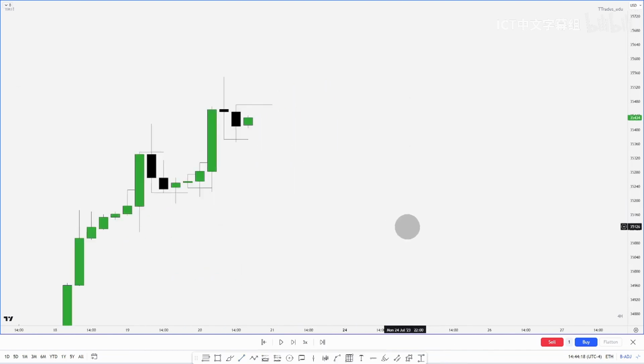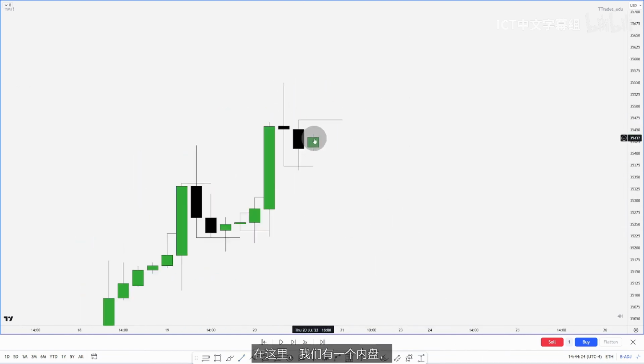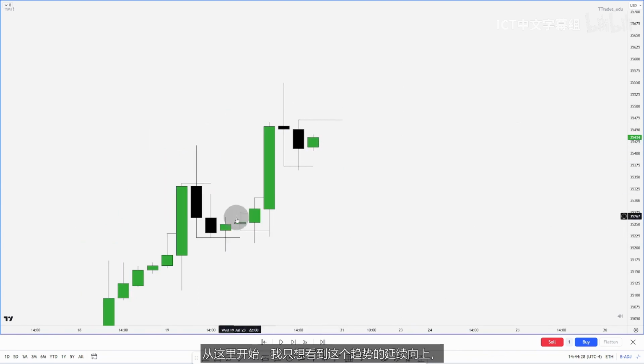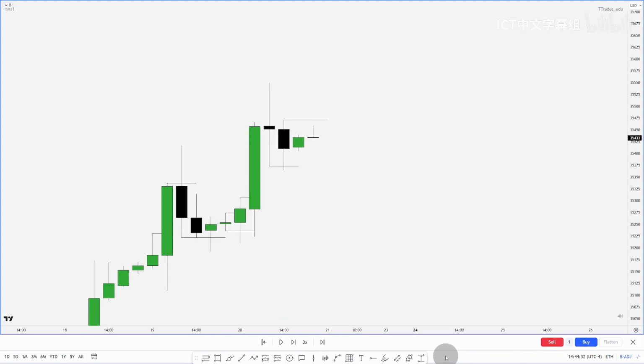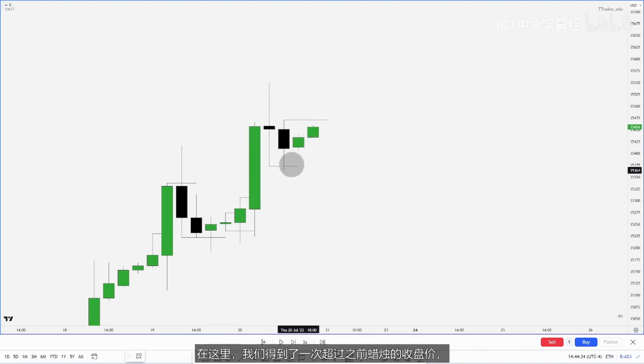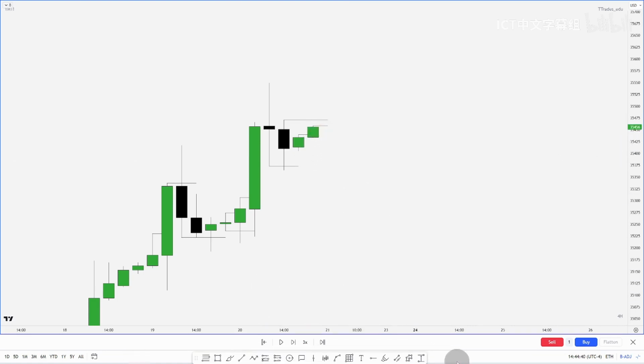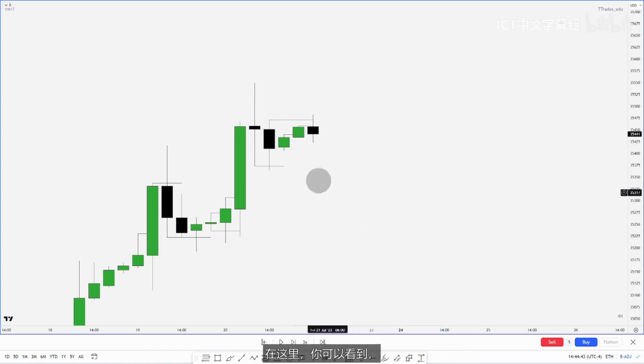Let me zoom in here a little. Here, we have an inside bar, so no direction. From here, I'd want to see just a continuation of this trend up, so reach for this previous high. Here, we get a close over our previous candle, so I'd want to see this previous candle's high. Right here, you can see we take that high right there, but also we can't close over our previous candle's high. So from here, I'd want to see previous candle's low.